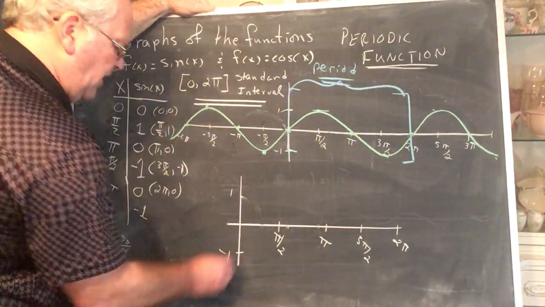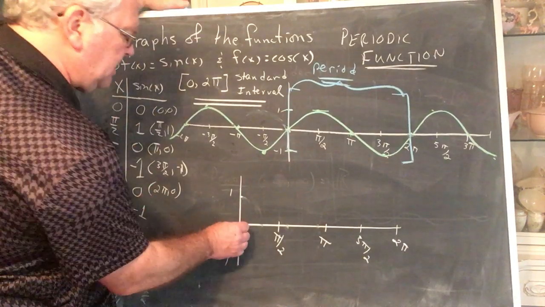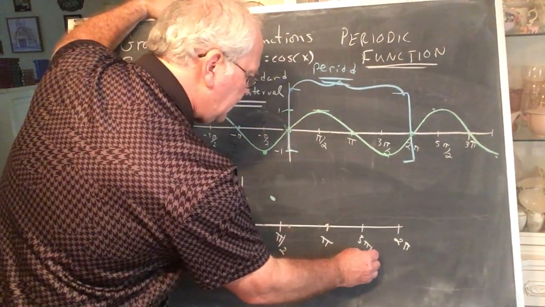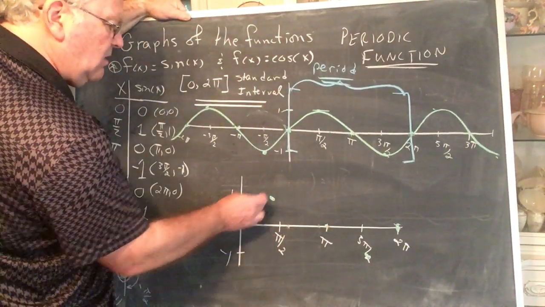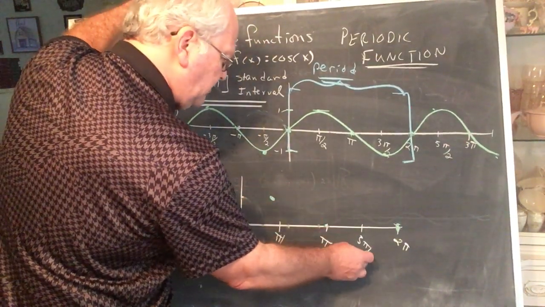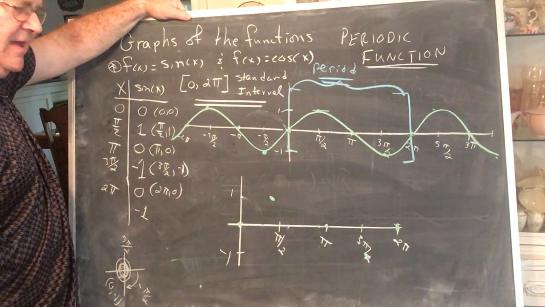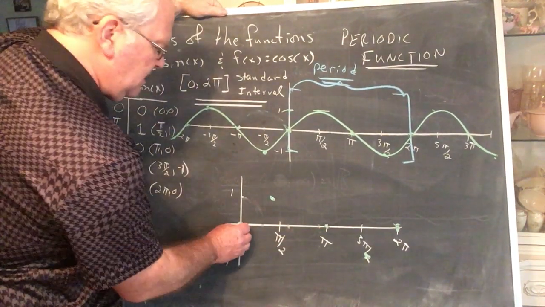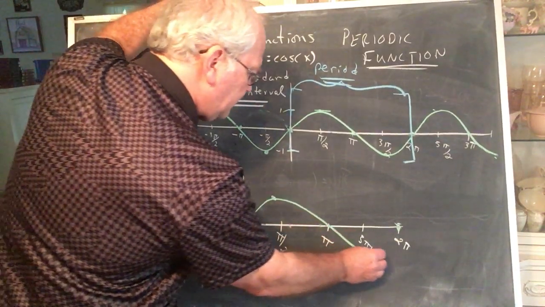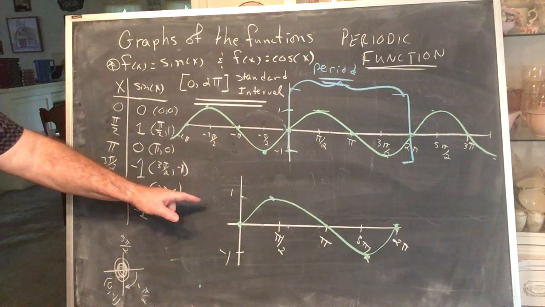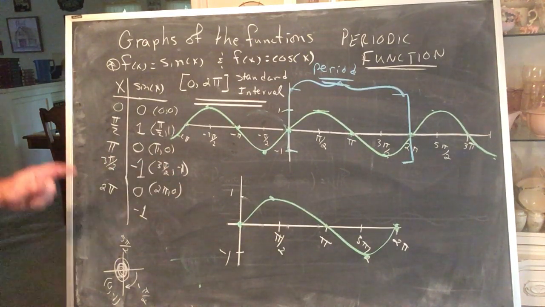And then you draw the 5 basic points. The 5 basic points: 0, 1, 0, -1, 0. After that, essentially, you're just playing connect the dots and make it look nice. That is one standard interval graph of the sine curve.